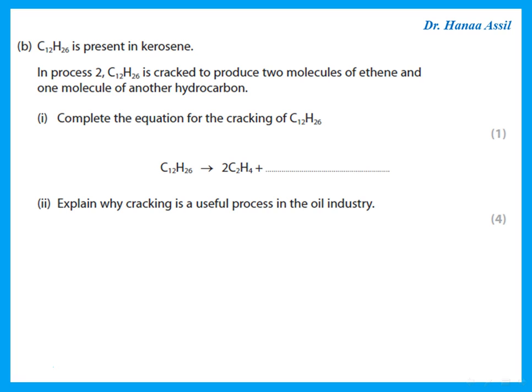So if I'm starting with C12, I removed from it 4 carbons, so I'm left with how many carbons? I'm left with 8. And the hydrogens were 26. I removed 2 times 4, so I removed 8 from the 26. I'm left with H18. So the C8H18 is just the rest of the C12 and the H26.